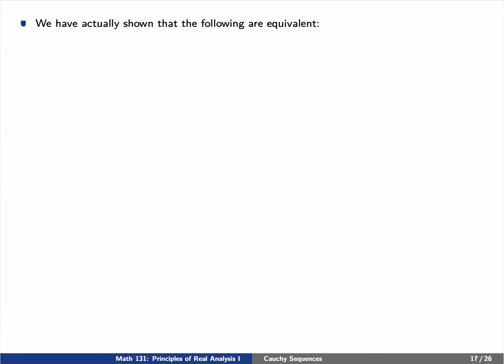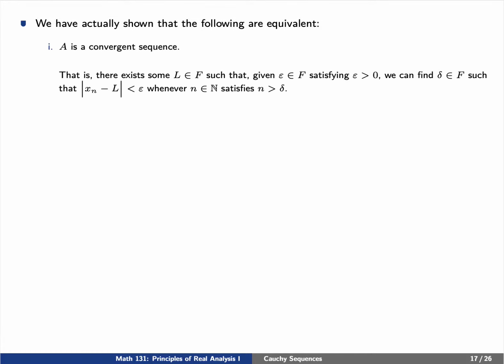Looking at this proof, we've actually shown that the following two concepts are equivalent. First, A is a convergent sequence. Again, what this means is there exists some L such that given epsilon, we can find a delta such that |x sub n minus L| is less than epsilon whenever n is greater than delta.